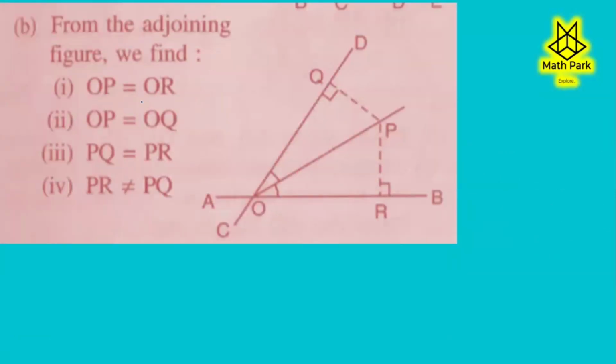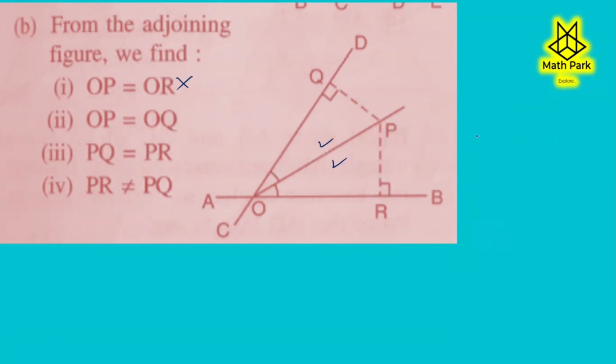From the given figure, we find OP is equal to OR, not possible. So clearly we can see that these two triangles are congruent. How are they congruent? 90 degrees, these angles are equal, and the common side OP. So the triangles are going to be congruent by AAS.